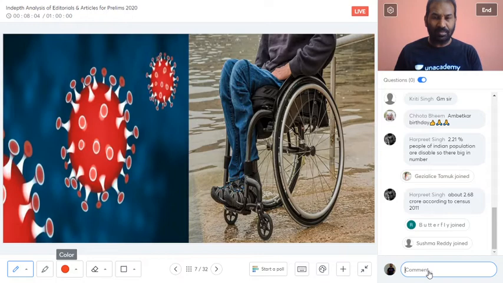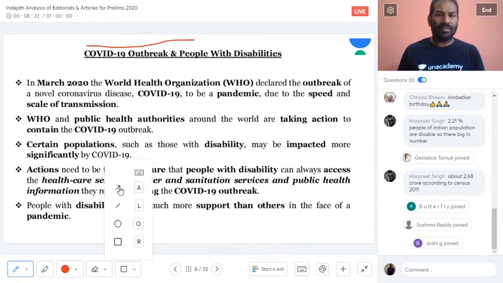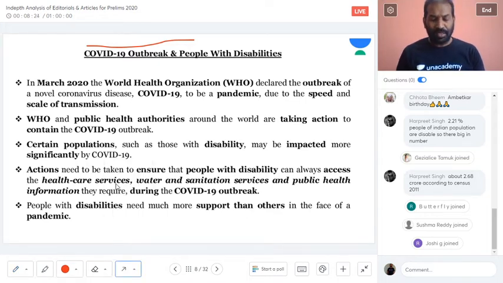Today's topic is in regard to the outbreak of COVID-19 and people with disabilities. COVID-19 outbreak and people with disabilities is the topic I have taken, and this is about how we can make sure it is best suitable from the prelims and mains point of view.